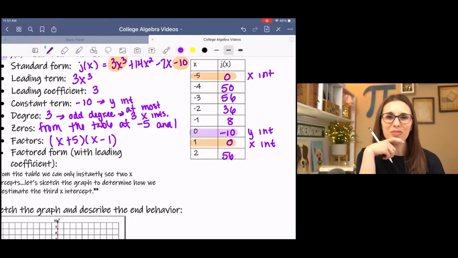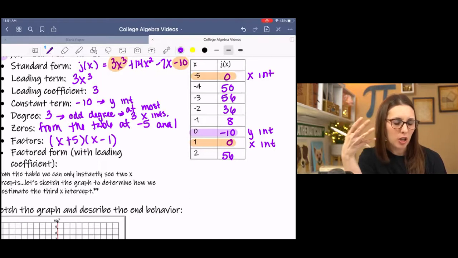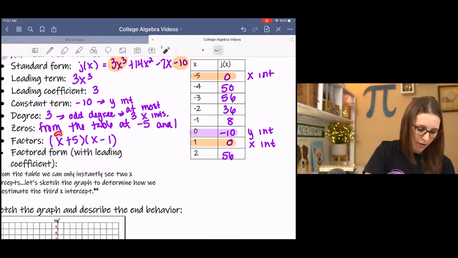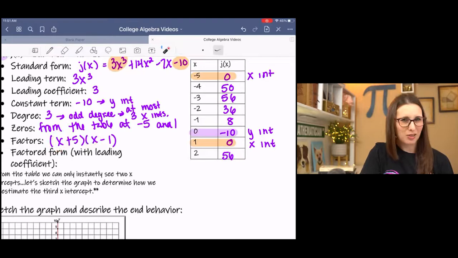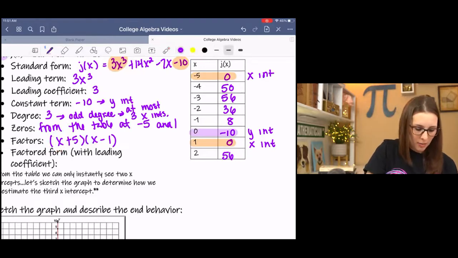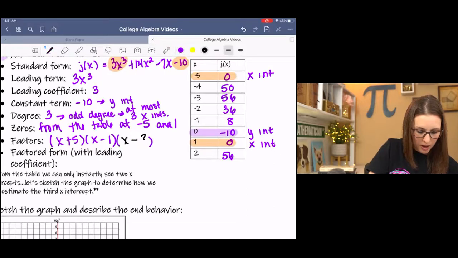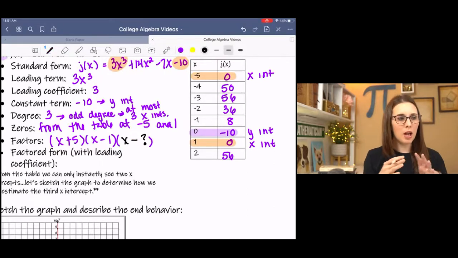But this function is x to the third. So I'm missing a factor. Because right now I have x times x, which is x squared. That means that there's one here that I'm not seeing. So I'm just going to kind of leave it like that for now.